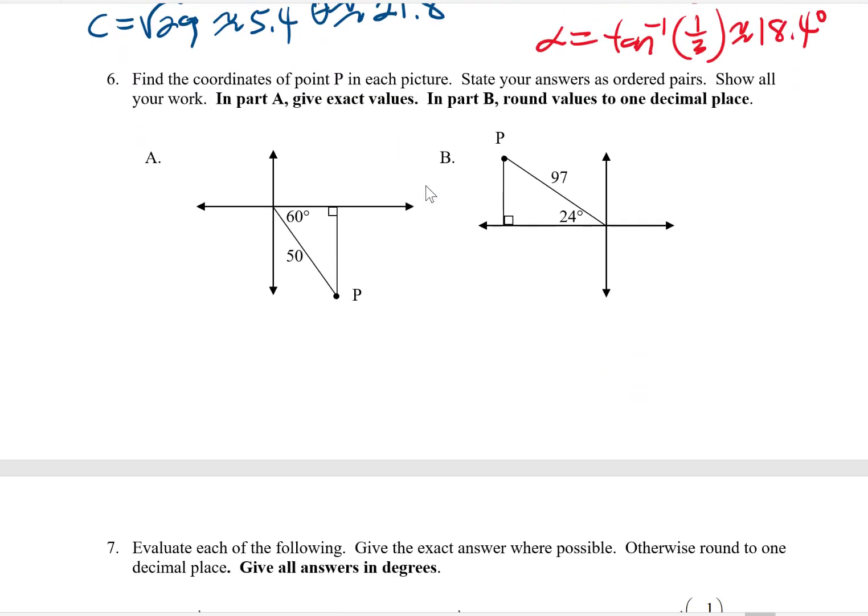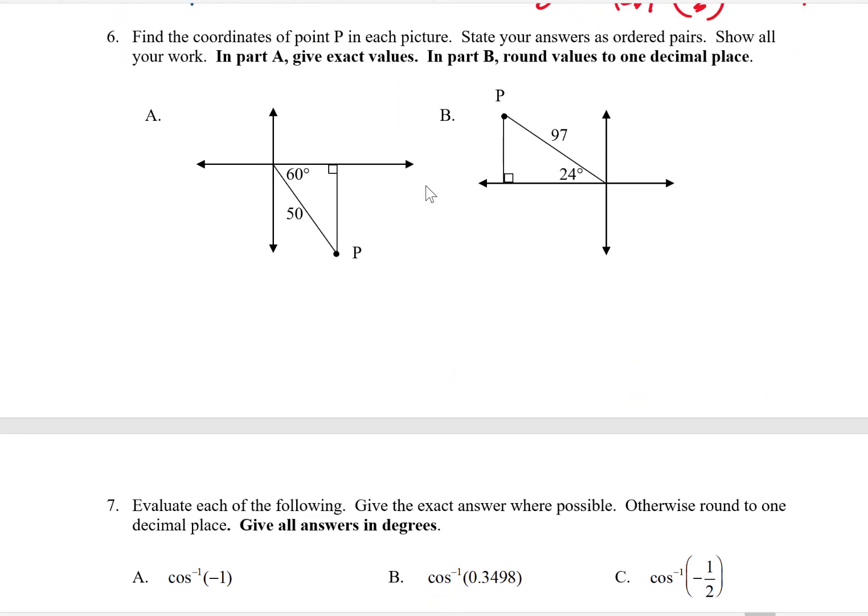Problem number 6. I want to find the coordinates of this point P that's shown here in the picture. The first example is pretty simple because I can see I've got a 30, 60, 90 triangle, and I know how those work. The hypotenuse is always twice as much as the smallest side. The smallest side goes across from the 30. So this has got to be 25, right?